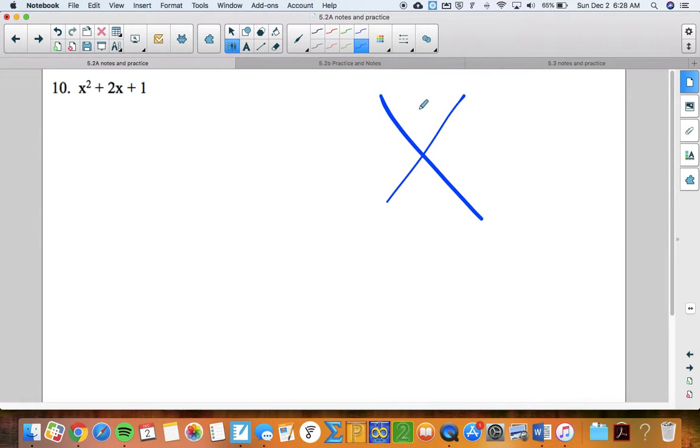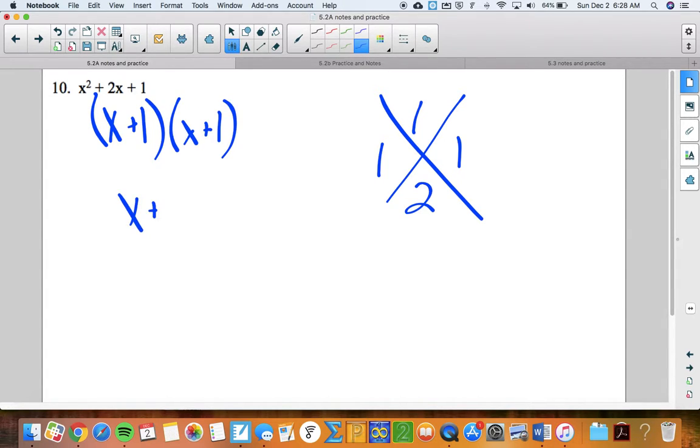Last one. Numbers that multiply to 1 and add to 2. Because we're looking for numbers that multiply out to a +1, either both numbers are positive or both numbers are negative. Because they add to a positive number, both numbers have to be positive. So 1 and 1. So x plus 1 times x plus 1, which means x plus 1 quantity squared.